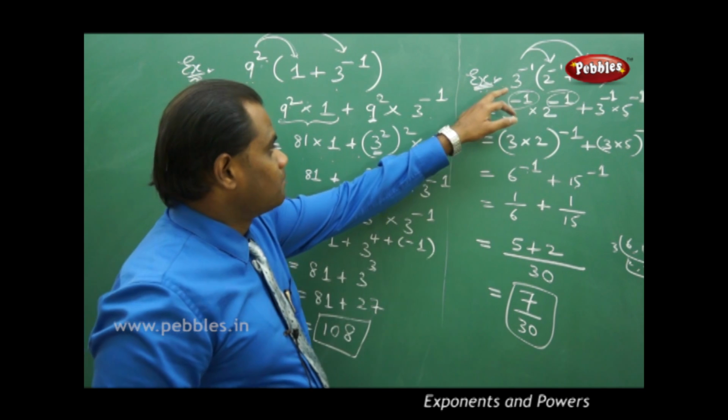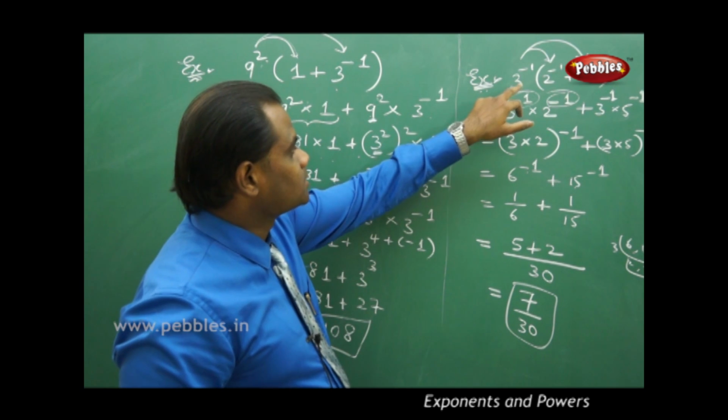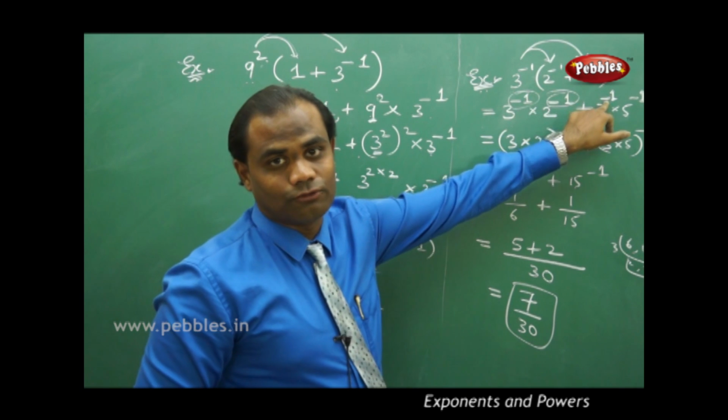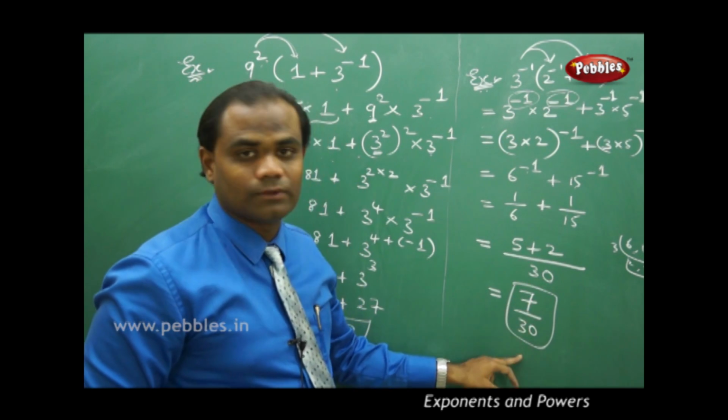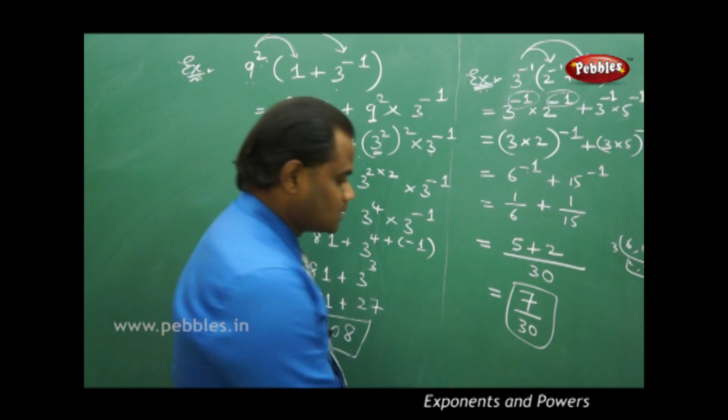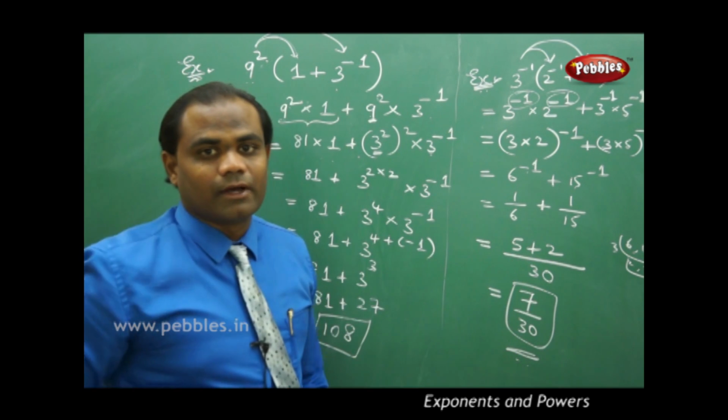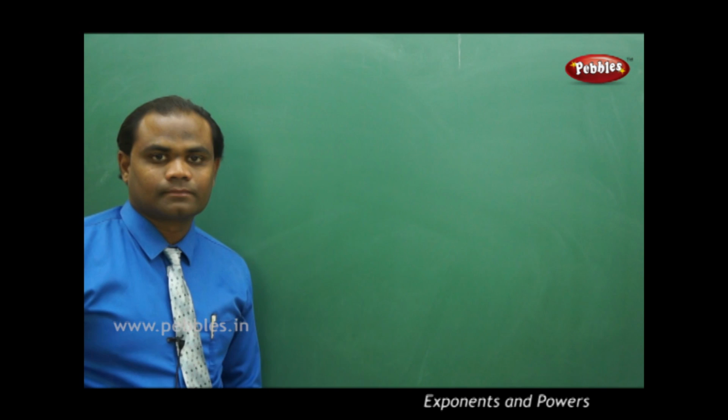So therefore, my answer for the question 3 raised to negative 1 times of 2 raised to negative 1 plus 5 raised to negative 1 is 7 over 30. So this is how we simplify using the laws of indices.